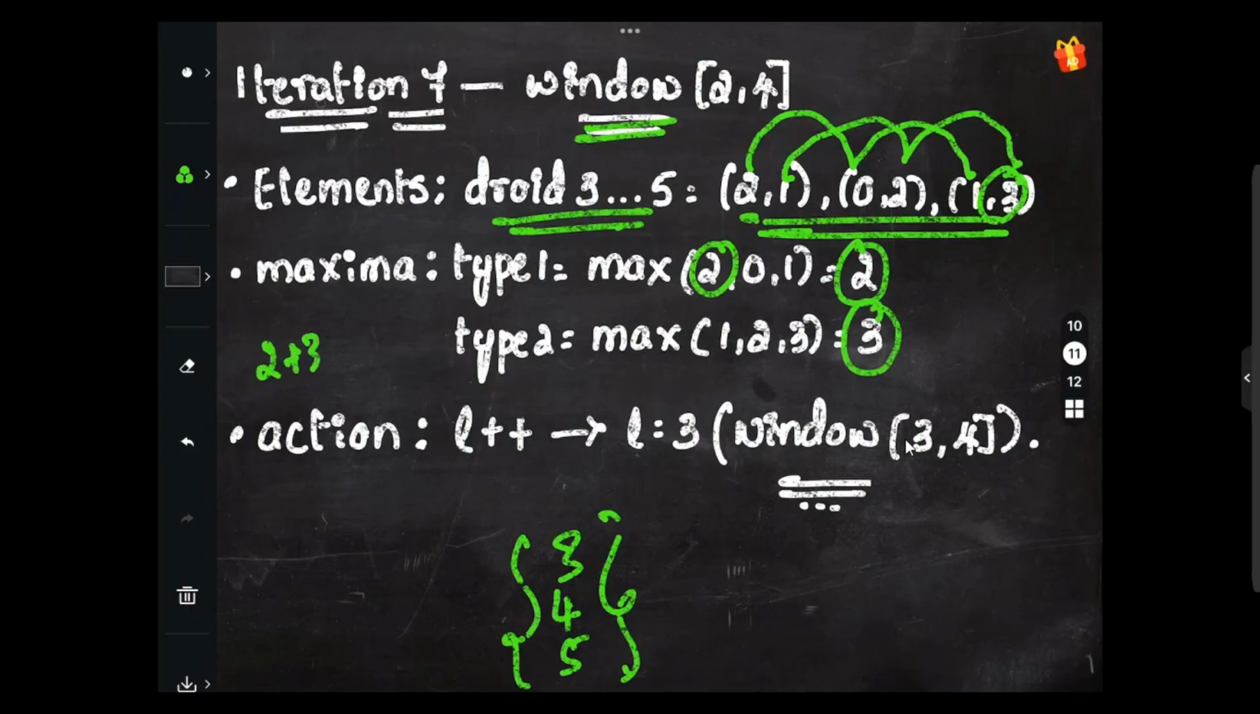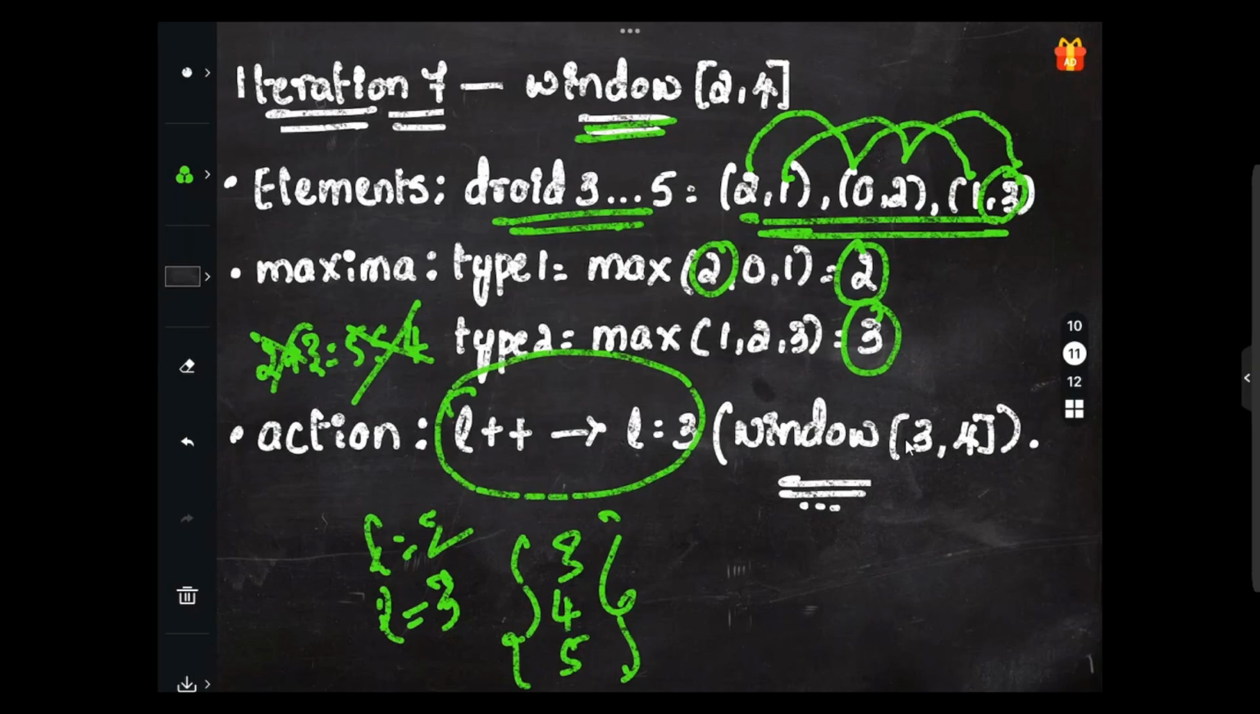2 plus 3 is 5. Is 5 less than or equal to k, which is 4? No, 5 cannot be less than or equal to 4, so this is invalid as well. The window is invalid, so we will shrink the left. L was 2, we will increment the left from 2 to 3, nothing but L plus plus.